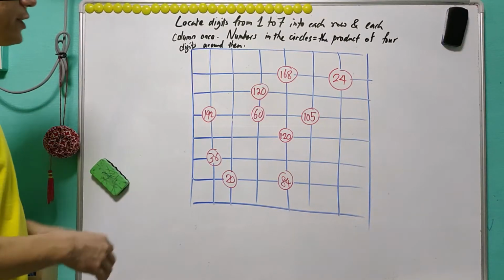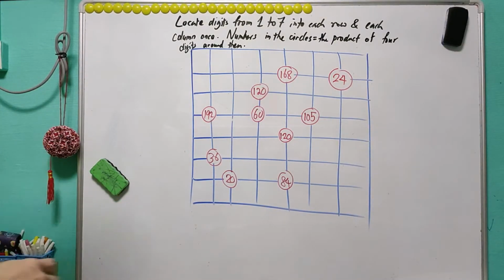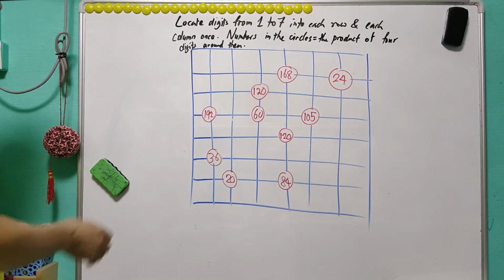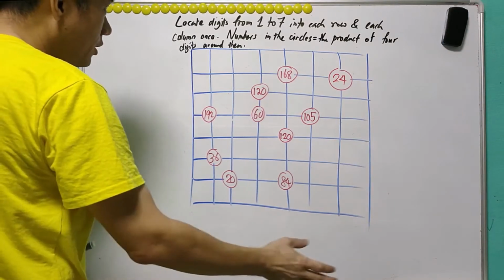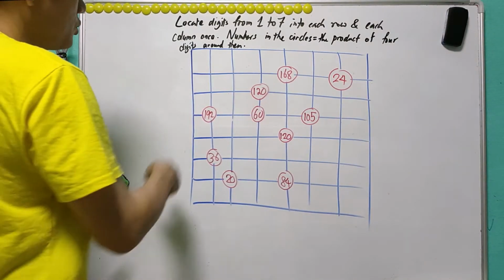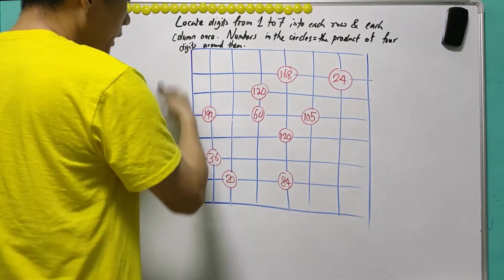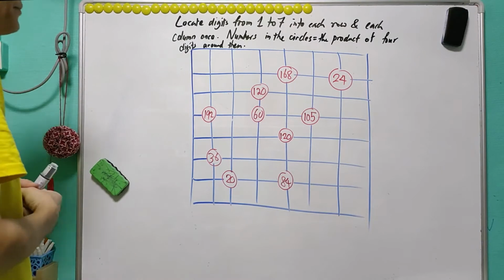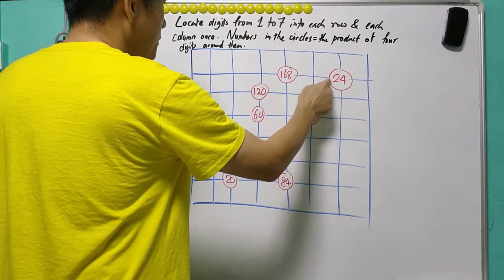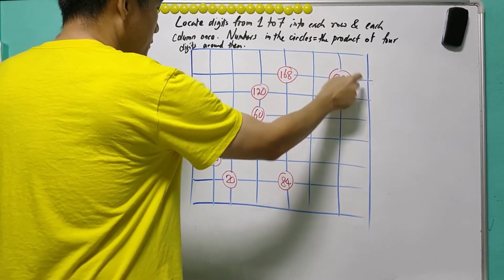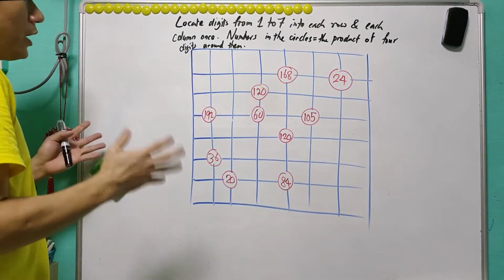Today we are going to solve this very interesting puzzle. It looks like a Sudoku, but it has only 7 rows and 7 columns. We have to place the digits 1 to 7 into each row once and into each column once. The number in the circle represents the product of 4 digits around it. And we are asked to solve this puzzle.